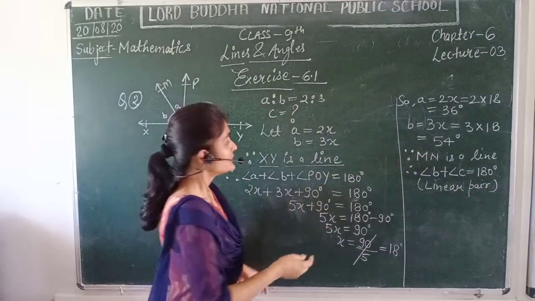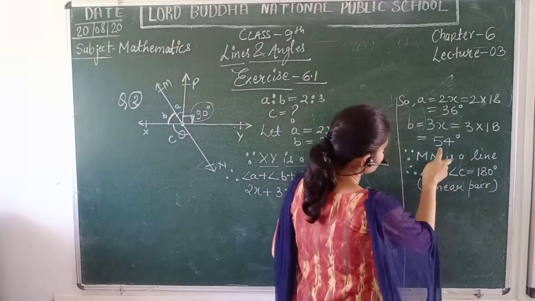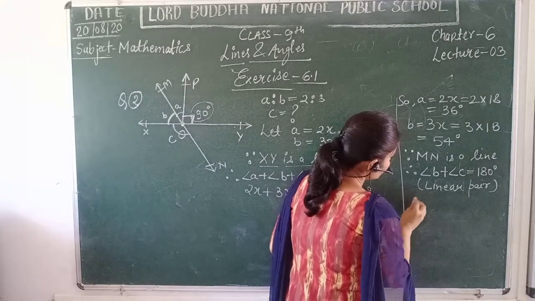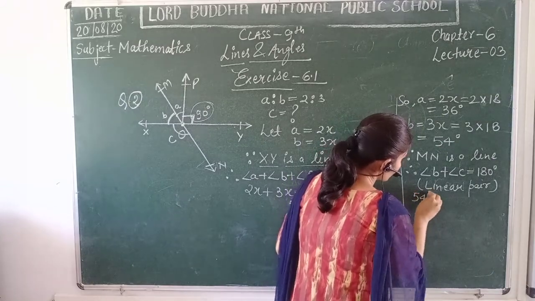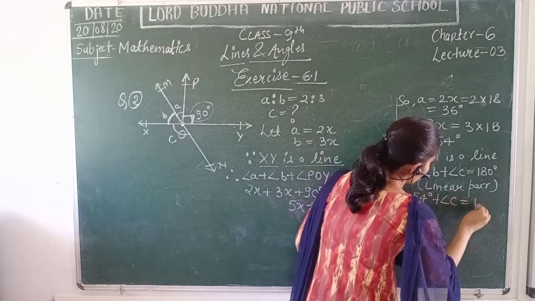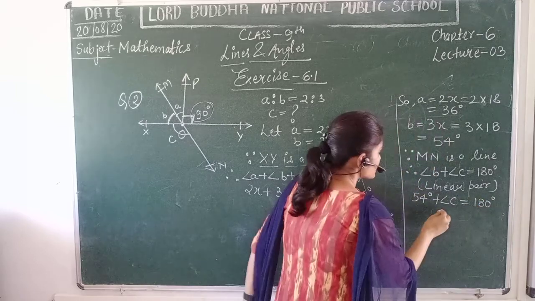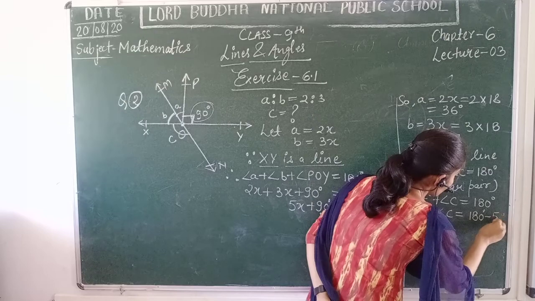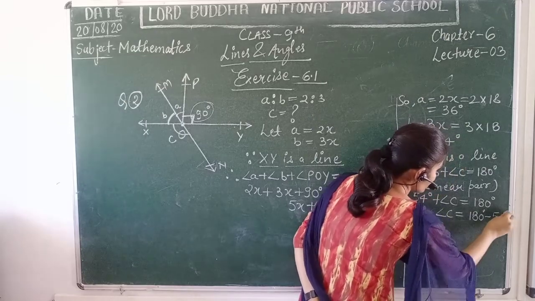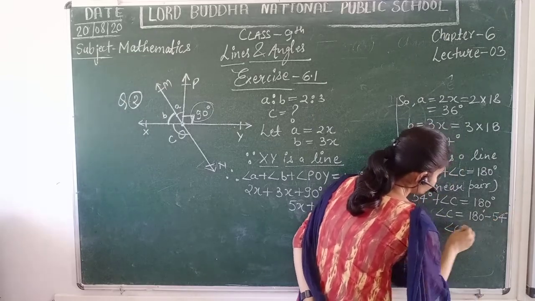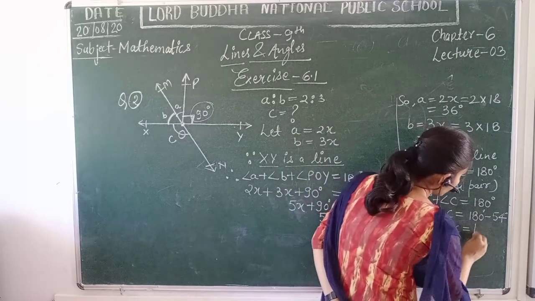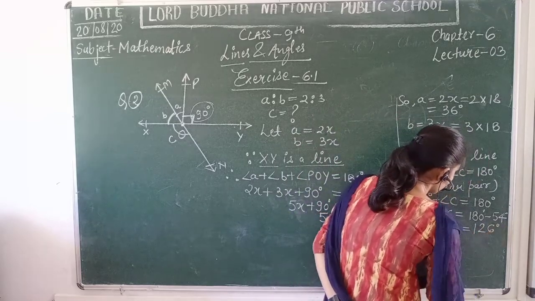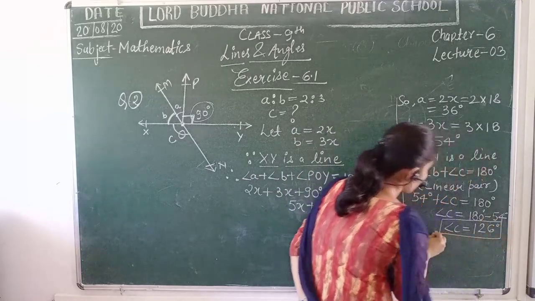Okay? So you have the value of B. Put it here. Angle B equals 54 degrees plus angle C equals 180 degrees. So angle C equals 180 minus 54. So angle C equals what? 126 degrees. So this is the required value, right?